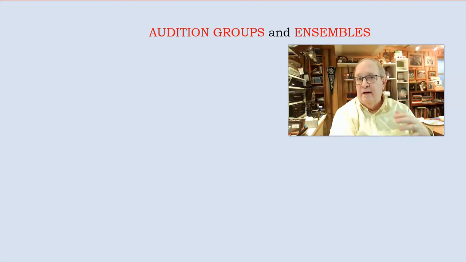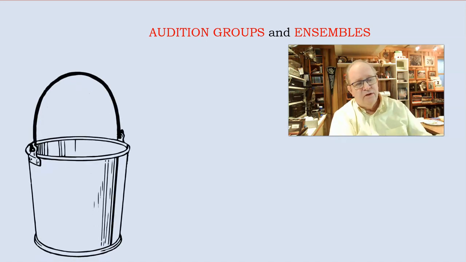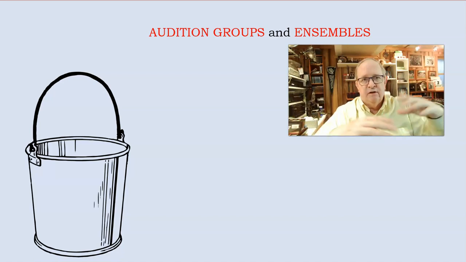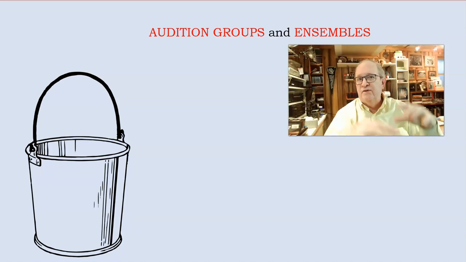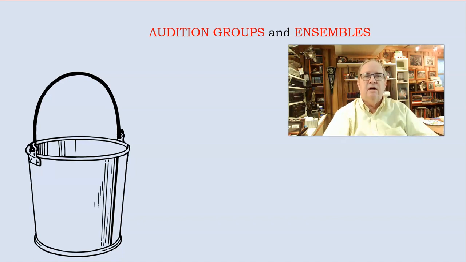Well, let's talk about ensembles and audition groups. What's the difference and how are they used in the system? Well, an audition group is essentially a big bucket of all your similar players, like all winds, all voices, all percussion. And they get put into a large group of people unassigned to any ensemble. This is when you do auditions to make certain groups, bands, orchestras, what have you.